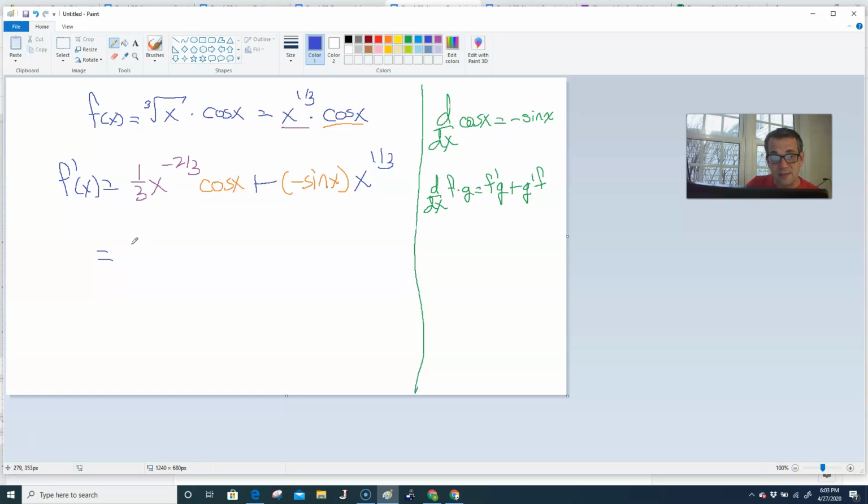But I would say that this is going to be equal to 1/3 x to the negative 2/3 cosine of x. And then for this part, it is traditional to write the algebraic part of an expression first and the trig part second. So I'll usually see this rewritten as negative, put the algebraic part first, and the trig part second. We'll call this the derivative.